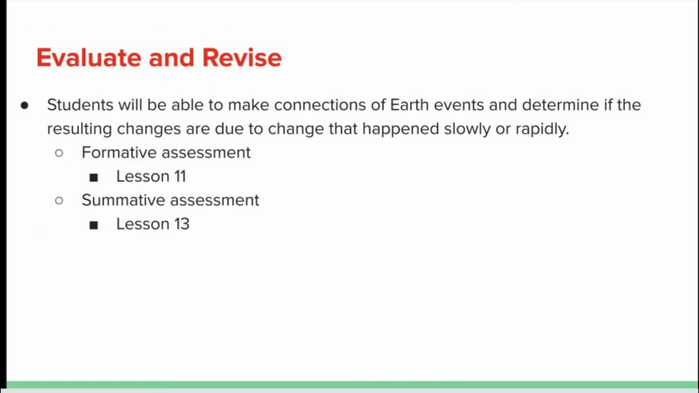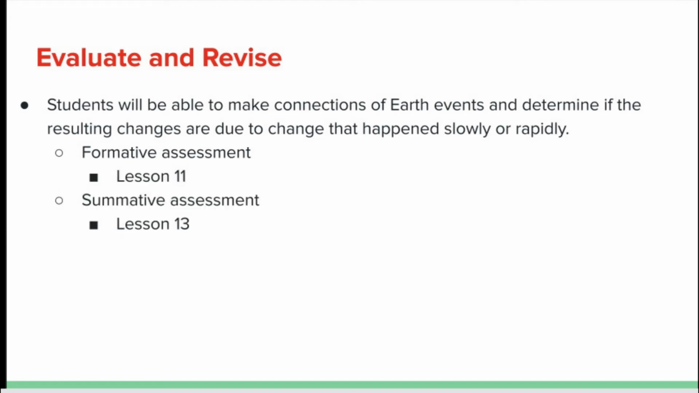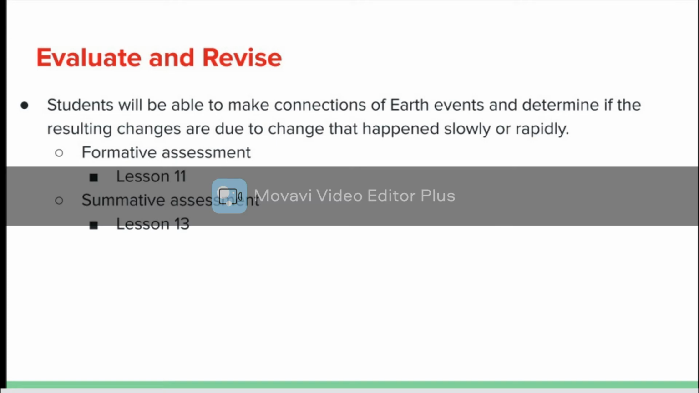Lesson 11 is a formative assessment that targets the objective. Students will be able to make connections of Earth events and determine whether the resulting changes are due to changes that happen slowly or rapidly. This assessment checks understanding and promotes discussion. Lesson 13 is a summative assessment, where the students take the post-test. The post-test will allow the students to think critically and demonstrate the knowledge they gained throughout the unit.